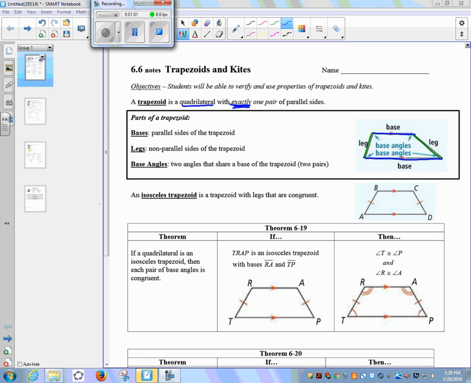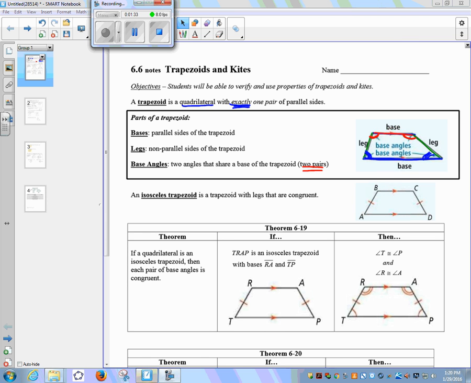The base angles are the two angles down here and the two angles here. There's two pairs. I know it seems like all four are called base angles, but you have to think of them in pairs. The red ones here are the base angles that go with the top base, and then the blue angles I have down here are the pair of base angles that go with the bottom base. Okay.